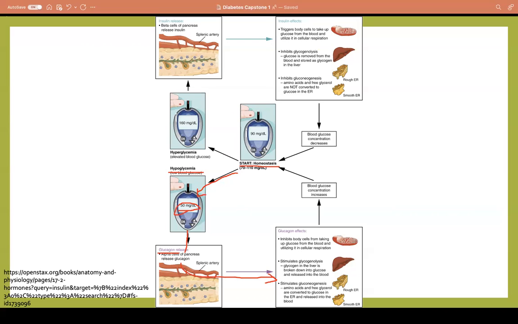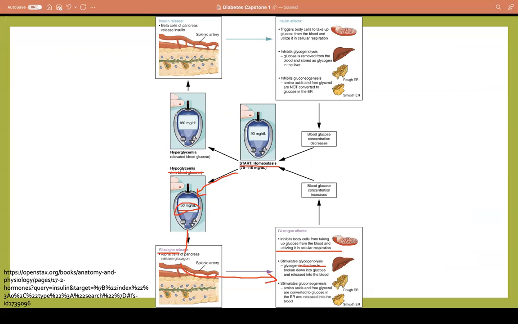So it inhibits body cells from taking up glucose from the blood and utilizing it for cellular respiration. That process is going to stop to make sure that the blood glucose levels rise again. It's also going to stimulate glycogenolysis, which is glycogen in the liver being broken down into glucose and released into the blood. So the stores of glucose in the liver as glycogen are going to be broken down into glucose so that they can be released back into the blood.